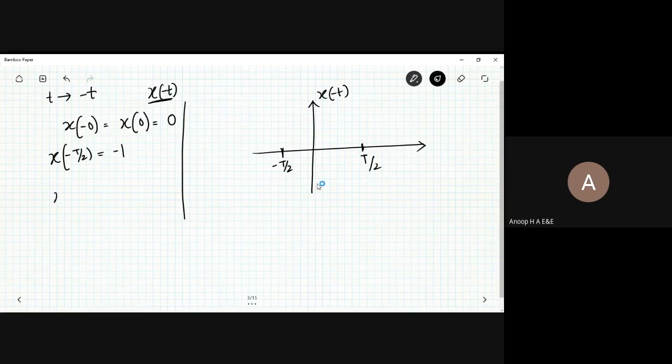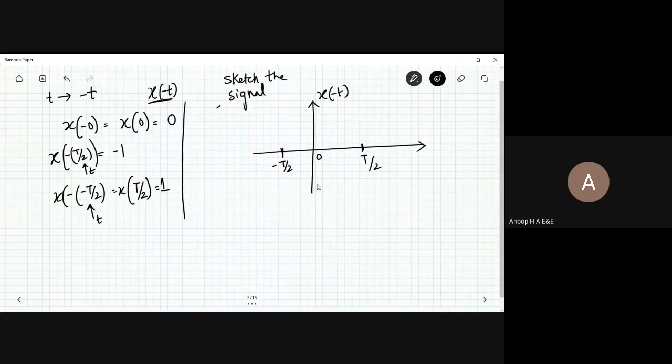Next, x of minus T by 2. This value represents t here. Minus into minus would be equal to plus, x of capital T by 2. What is the value that is specified? That is 1. Hope you are getting what I'm telling. This is the value that you need to sketch now for x of minus t. Sketch the signal, or represent the signal, for x of minus t.